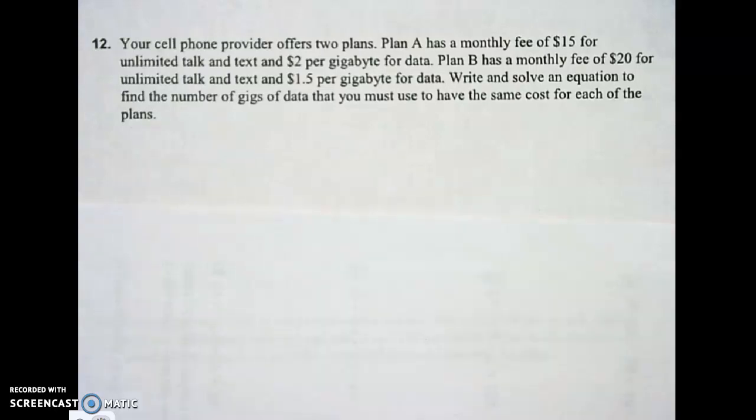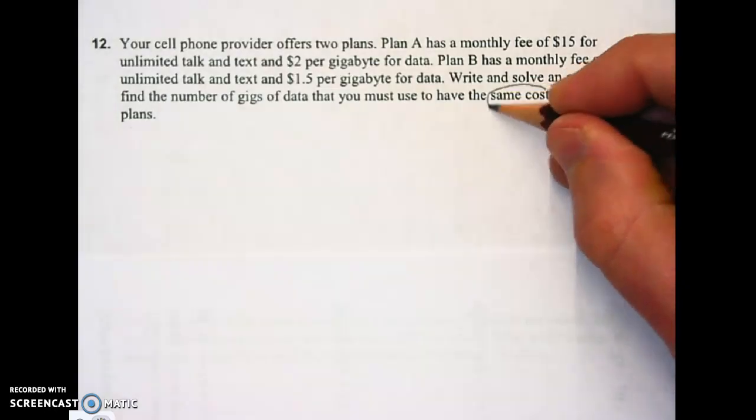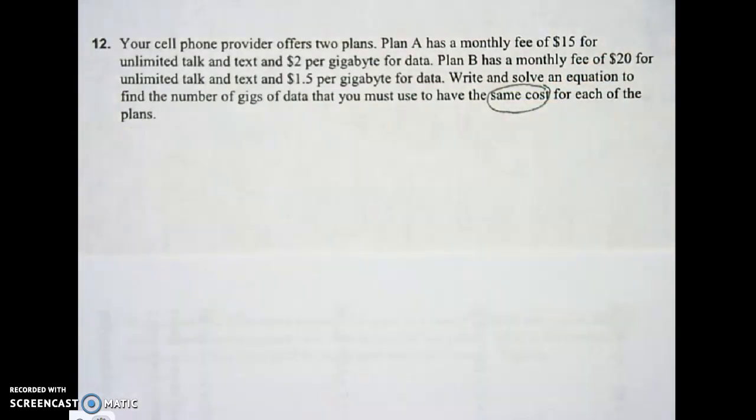Let's do some math. Okay, let's read this problem and see if we can get it figured out. Your cell phone provider offers two plans. Plan A has a monthly fee of $15 for unlimited talk and text and $2 per gigabyte of data. Plan B has a monthly fee of $20 for unlimited talk and text and $1.50 per gigabyte of data. Write and solve an equation to find the number of gigs of data that you must use to have the same cost for each of the plans.